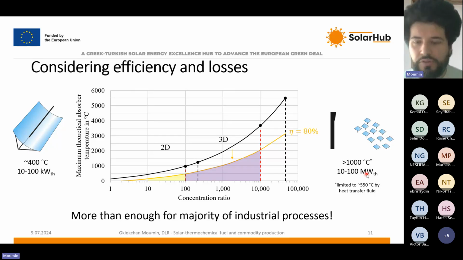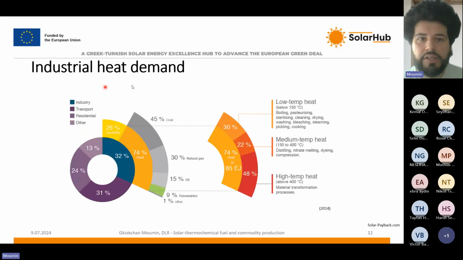Okay, this was all for the theory. So I would now continue a bit with the applications of CSP, which is, as I've said, currently mainly electricity production. But if you look at the heat demand, if you look at the energy distribution globally, you can see that the industry consumes about 32% of the primary energy.